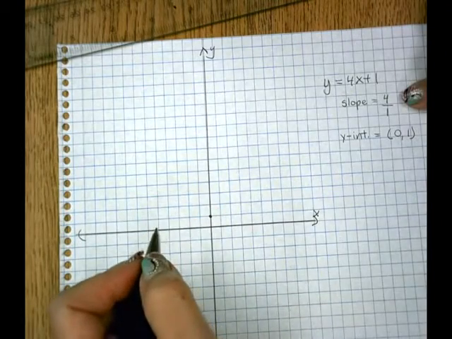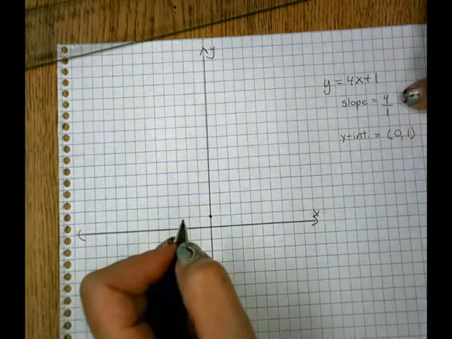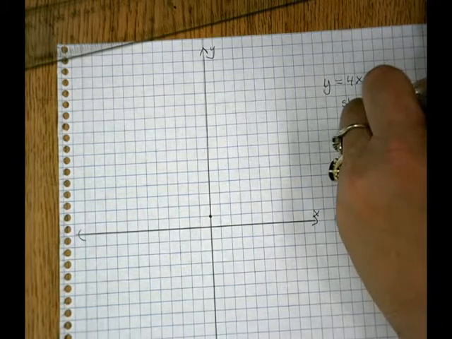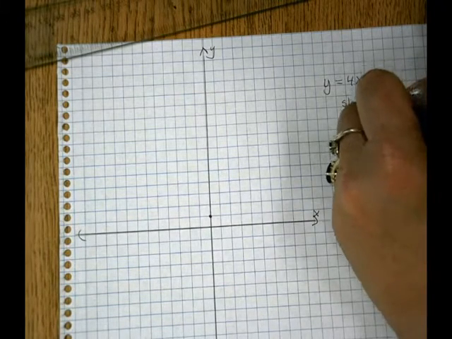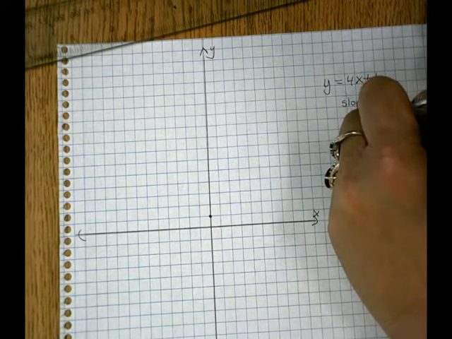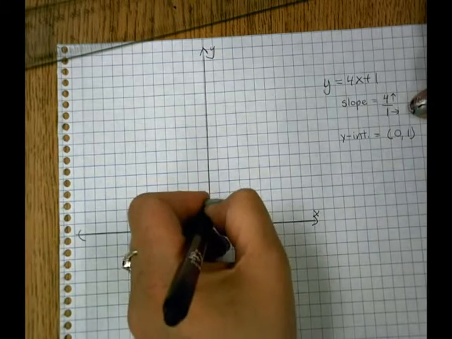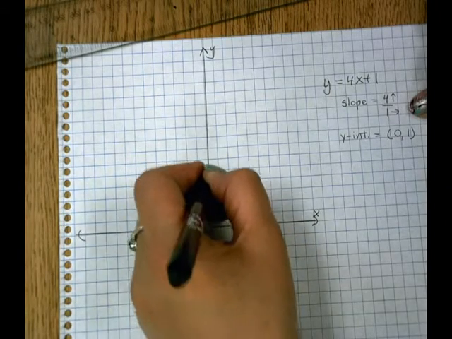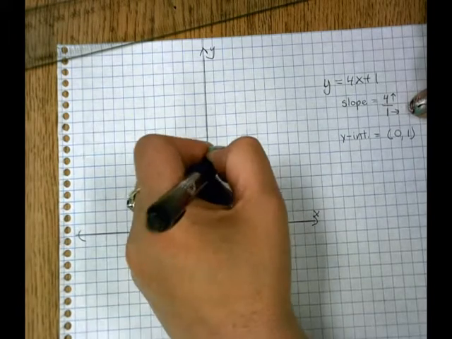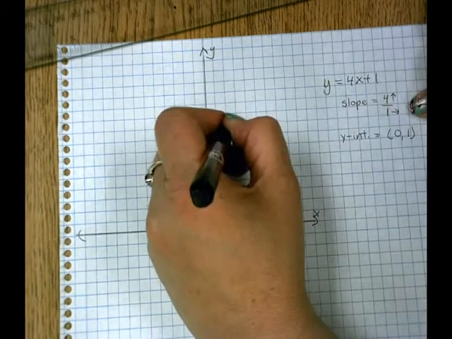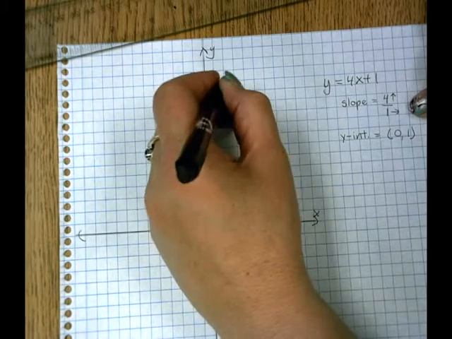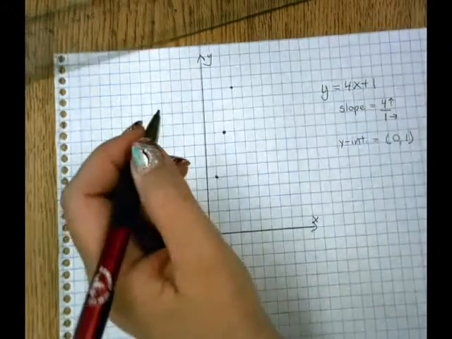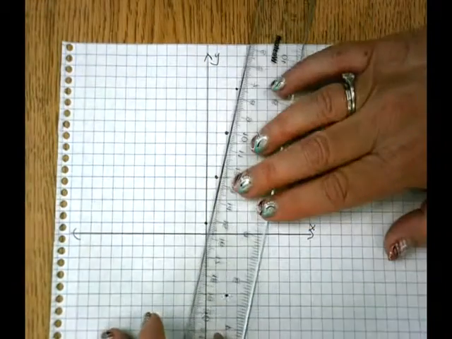And I'm going to use my slope to find the next set of points. The positive 4 tells me to go up 4, and the 1 tells me to go right 1. 1, 2, 3, 4, and 1. 1, 2, 3, 4, 1. And I can keep going. And then I'm going to draw my line.